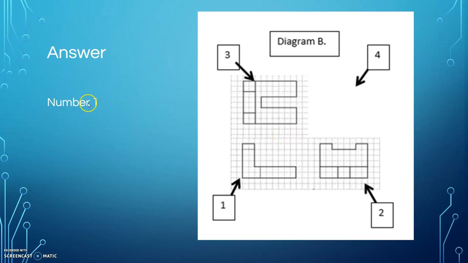The answer is going to be view number 1. So view number 1 will always be our front view because it's in the bottom left-hand corner. The view that is directly above it is always going to be the top view, and the view to the side of it is always going to be the right side view. This view number 4 is an auxiliary view. Sometimes you put the isometric drawing here.